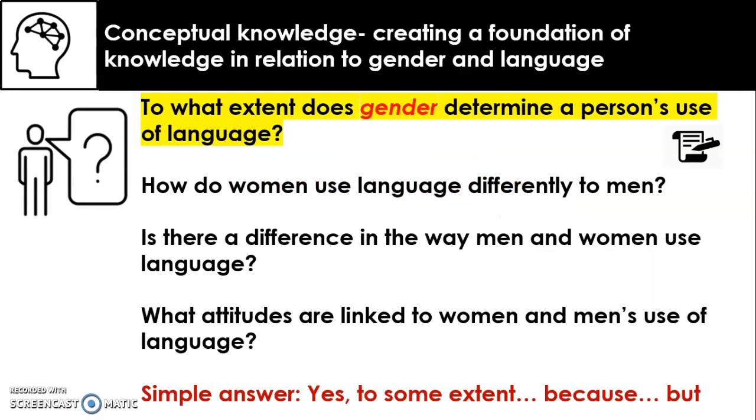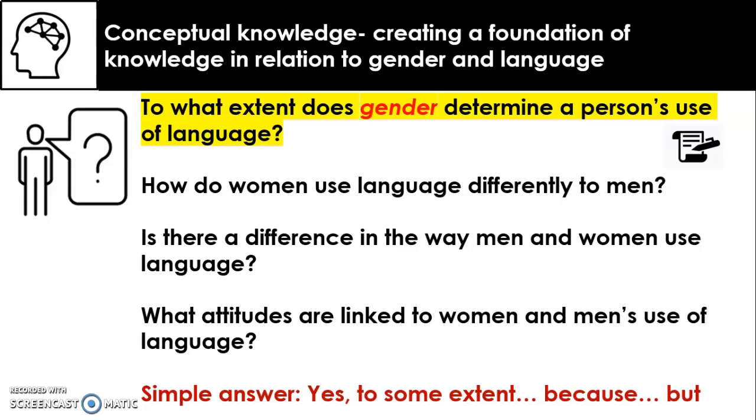Okay, so really, we've always got to think as we approach these topics in forms of questions, because that's how the exam works. It will pose questions. So last week we were using this question: to what extent does gender determine a person's use of language? But actually that question could be presented in a variety of different ways. However, the theme will remain the same, the key concepts will remain the same. So, for example, they might ask a question: how do women use language differently to men? Evaluate whether there is a difference in the way men and women use language. What attitudes are linked to women and men's uses of language?